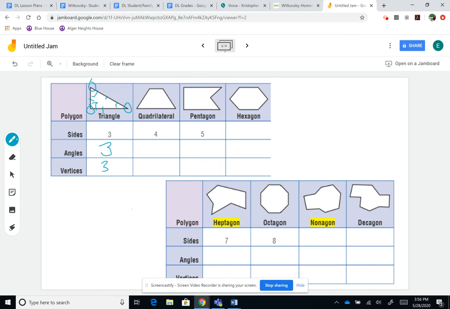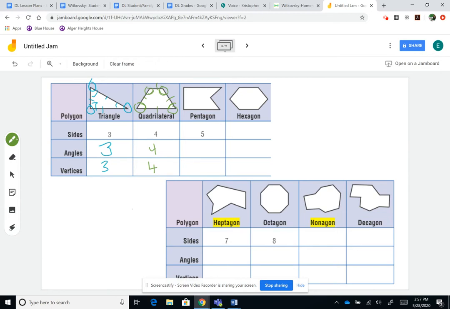All right, let's look at quadrilateral. How many sides does a quadrilateral have? It has 1, 2, 3, 4. How many angles does it have? 1, 2, 3, 4. And how many vertices does it have? It has 1, 2, 3, 4.